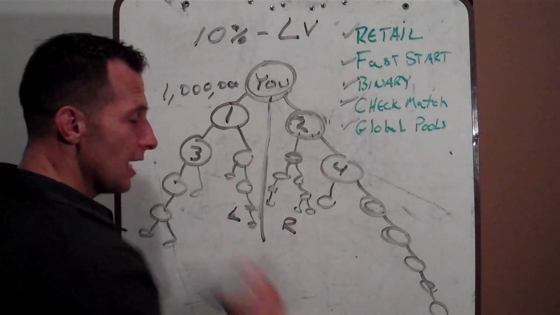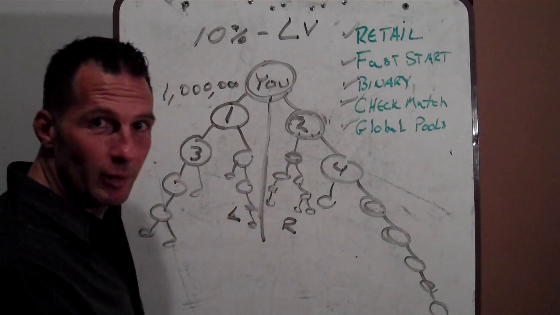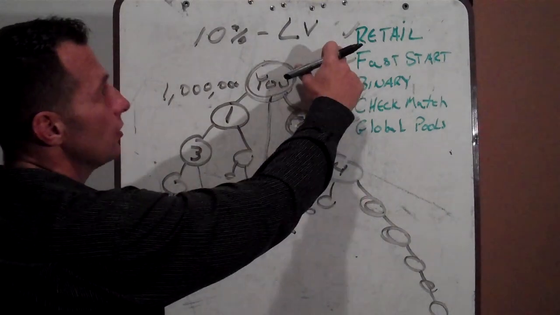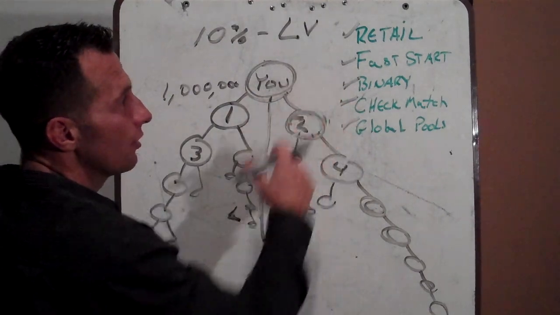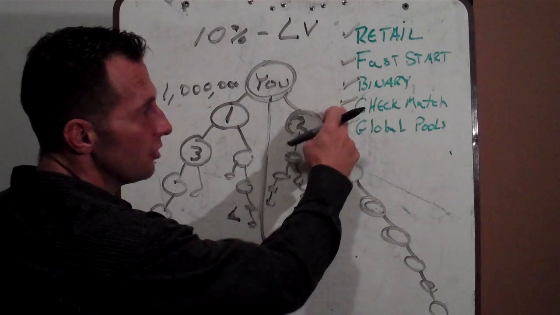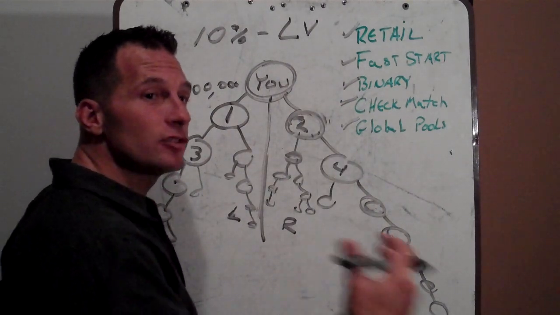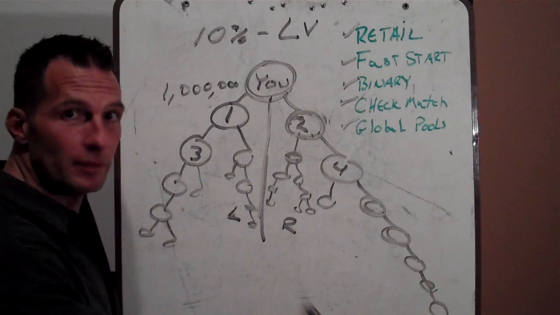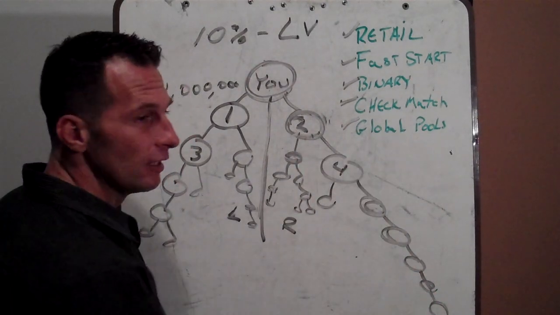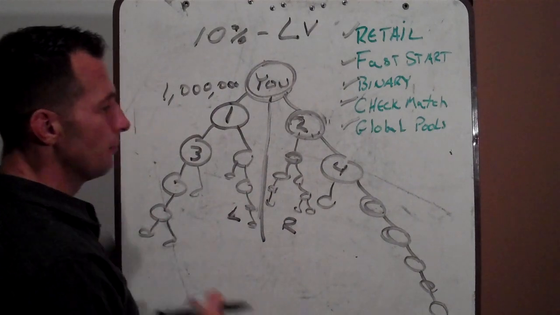I hope I didn't go too long on here, and there's always a slider button, you can go back or forward. Retail's your initial money, fast starts are your next step in your money, the binary is basically on building your team, the check match is more of an advanced form of helping get paid extra money to develop leadership and leaders in your organization. And then global pools are basically your reward for really sticking it out and building a big organization.